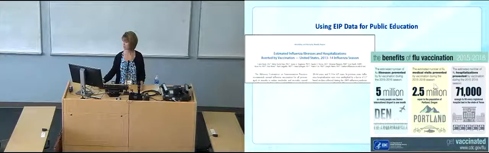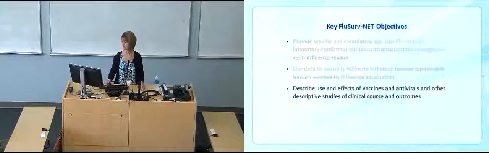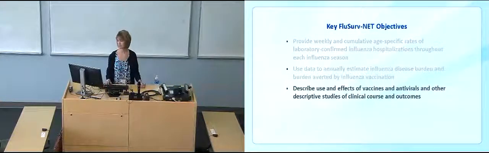This one gives the number of medical visits prevented by vaccination at 2.5 million, or the population of Portland. And then this last one is the number of hospitalizations prevented by vaccination, 71,000, enough to fill every registered hospital bed in Texas. So I don't know if that's a little more relatable, but I think we really do need to do something to try and communicate differently about influenza.